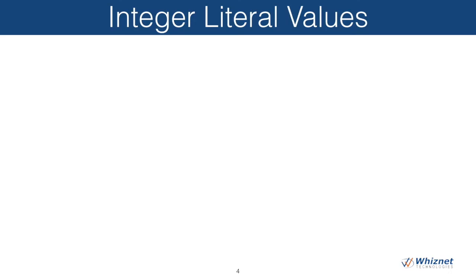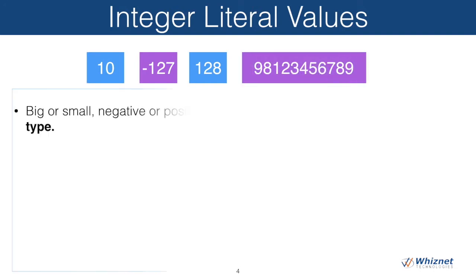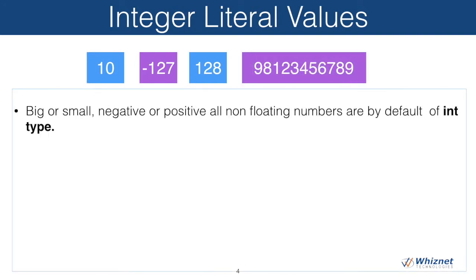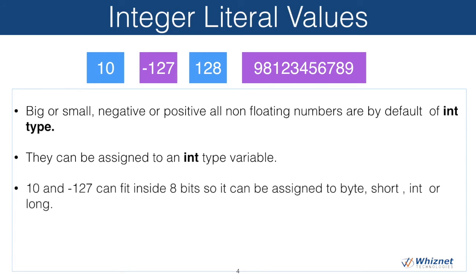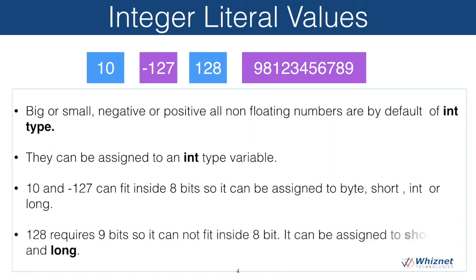So let's begin. Integer literal values. Big or small, negative or positive, all non-floating numbers are by default of int type. They can be assigned to an int type variable. 10 and minus 127 can fit inside 8 bits, so it can be assigned to byte, short, int, or long. 128 requires 9 bits, so it cannot fit inside 8 bit. It can be assigned to short, int, and long, and not to byte.